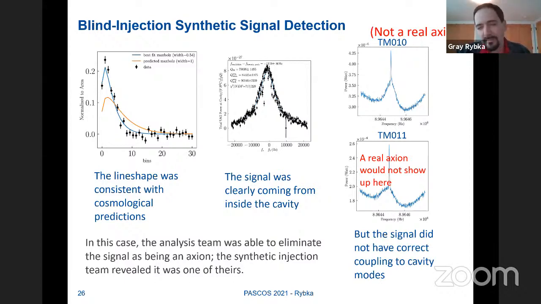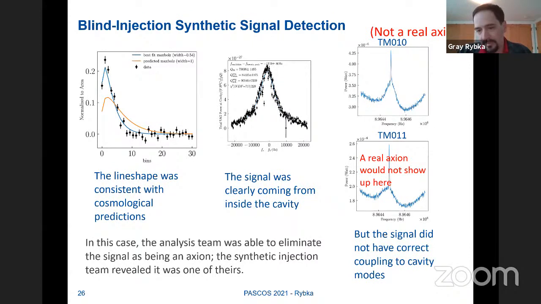The blind injection team did something very tricky here in that they made it not exactly right, because this got me very excited. I figured they just put in whatever the textbook line shape is, but they made it just a little bit different, but close enough to be very exciting. We found in the middle that the signal was clearly coming from inside the cavity. That is to say, we could trace out the cavity's Lorentzian line shape from that.